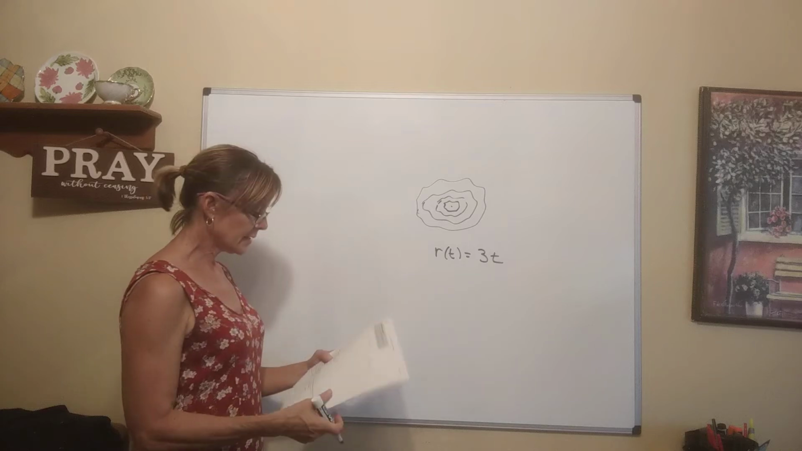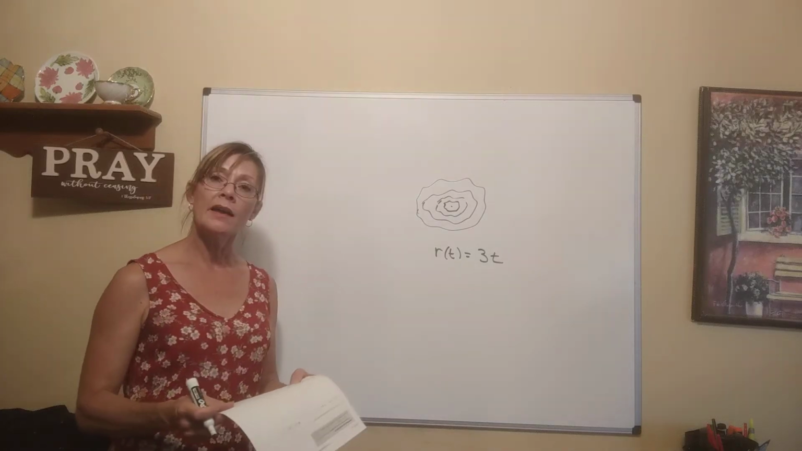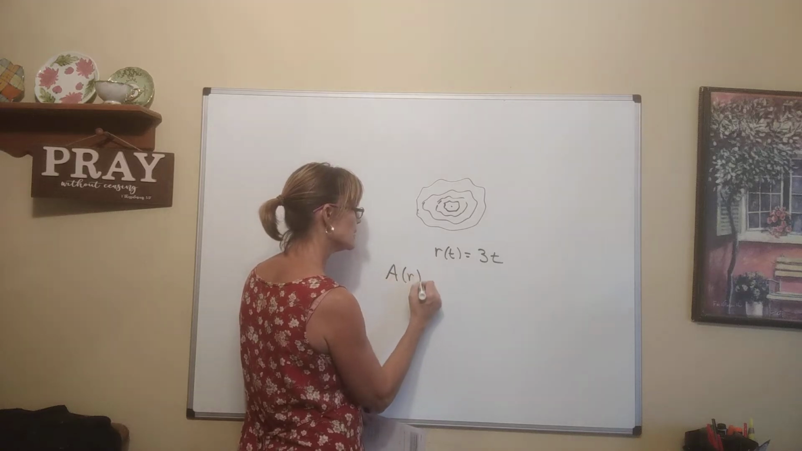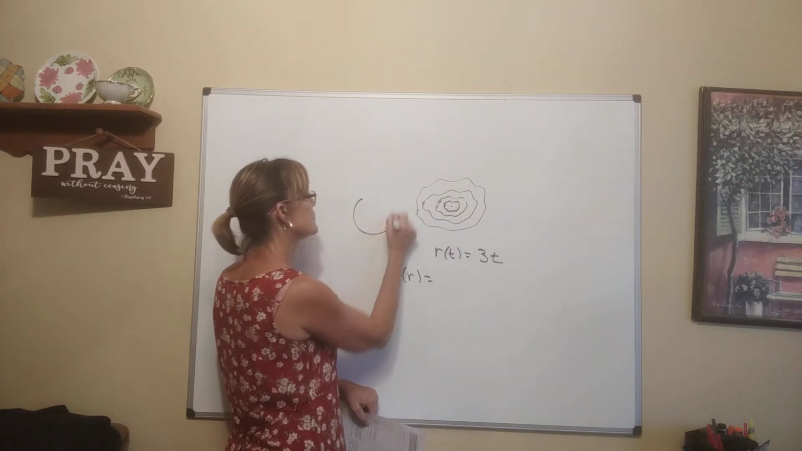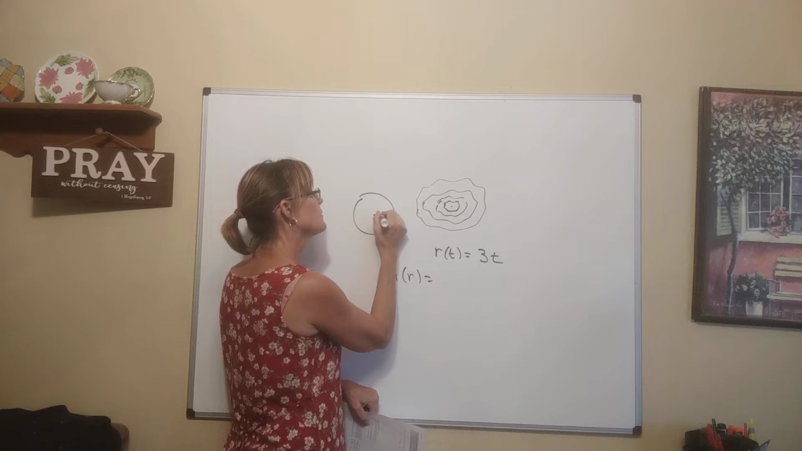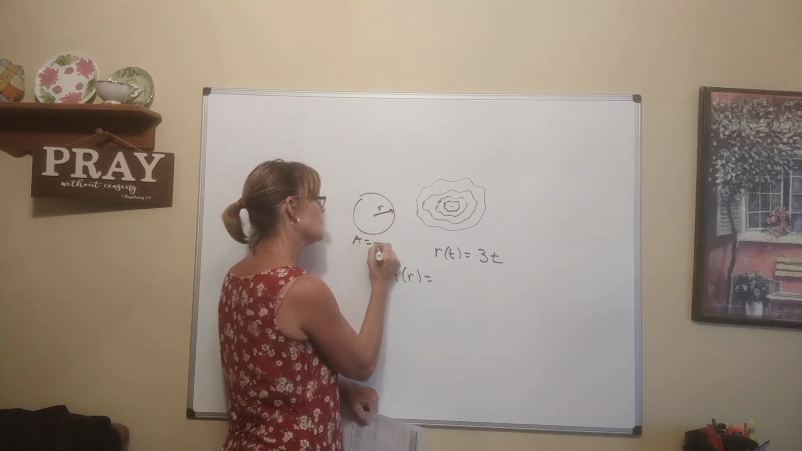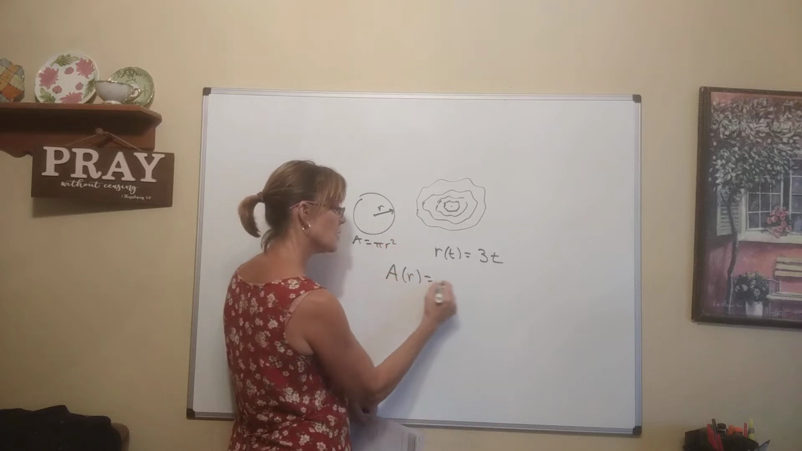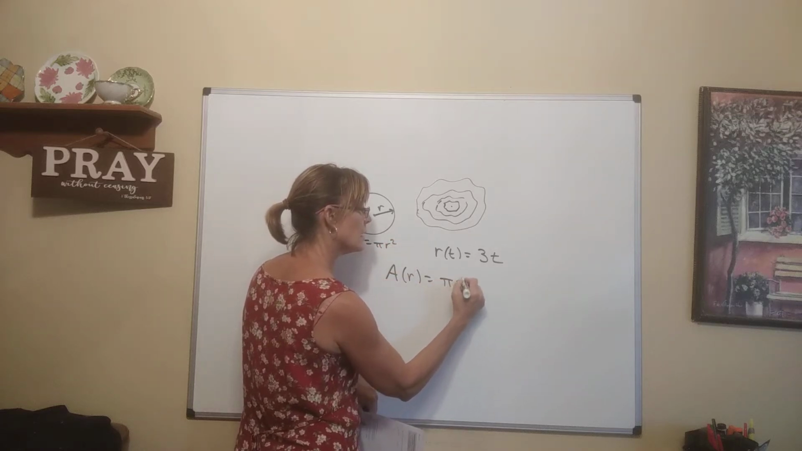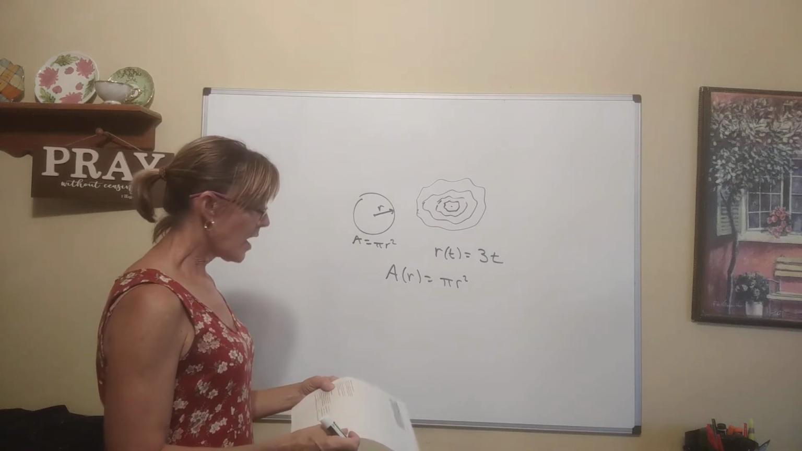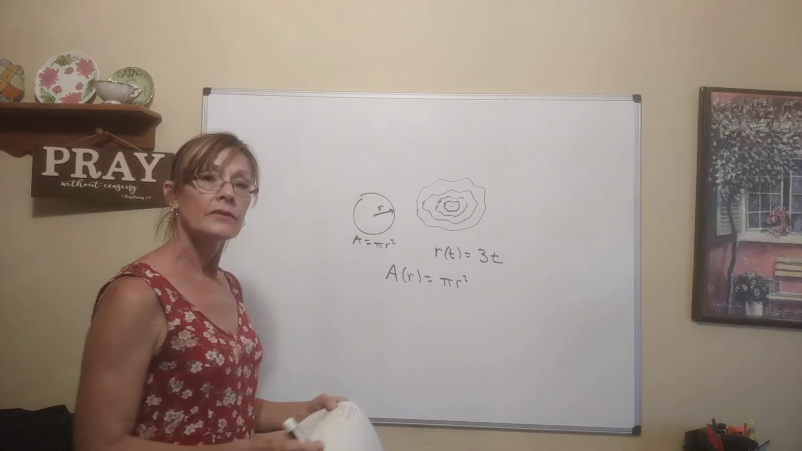Now, then it says B, find a function a of r, the area as a function of radius. Well, the area of a circle, let's recall what a circle is. Here's the radius, right? And the area of a circle is pi r squared. So this is pi r squared. And so then it says find a of r of t.